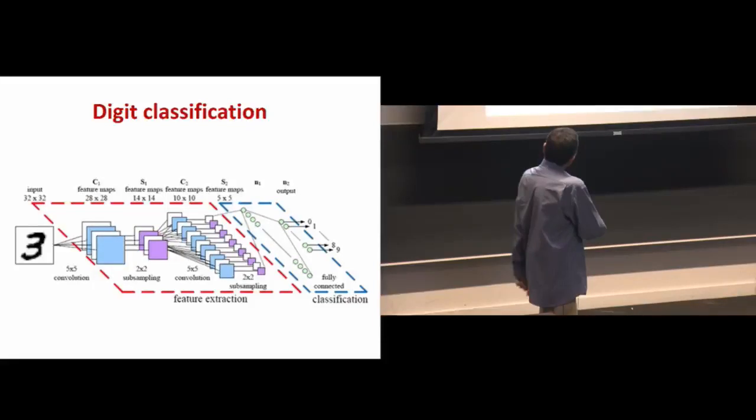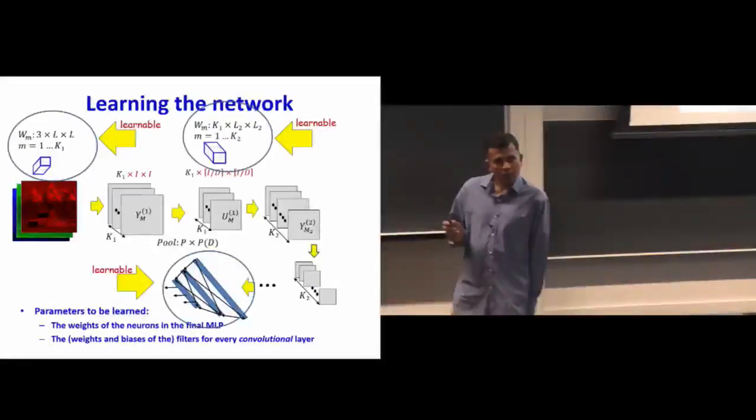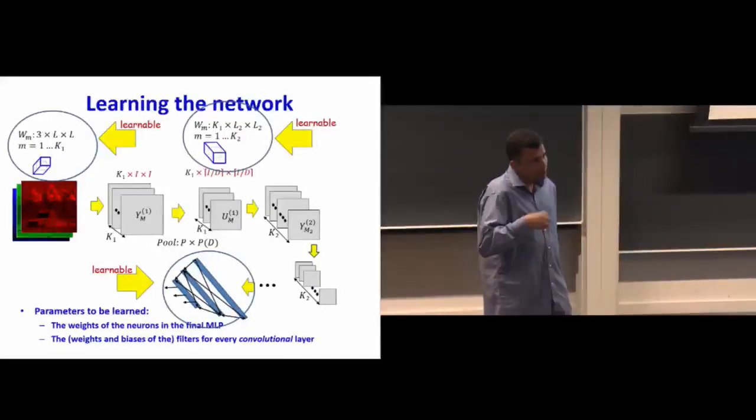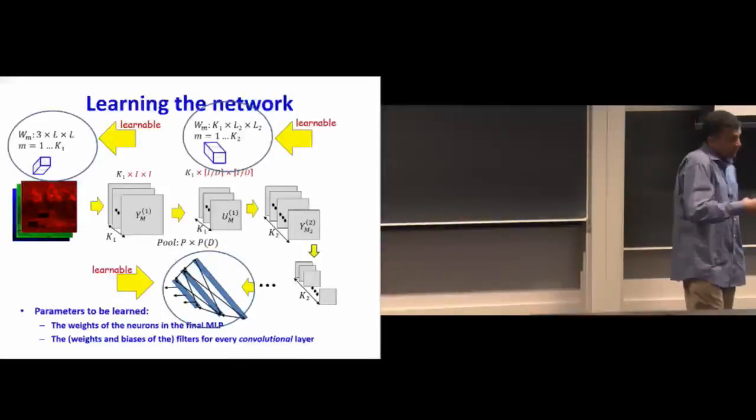But then the number of maps is, here there were 6, here there are a much larger number. They shrunk by a factor of 2, and then eventually he had a bunch of neurons in his MLP. So we've defined this network. How exactly do you perform the learning?